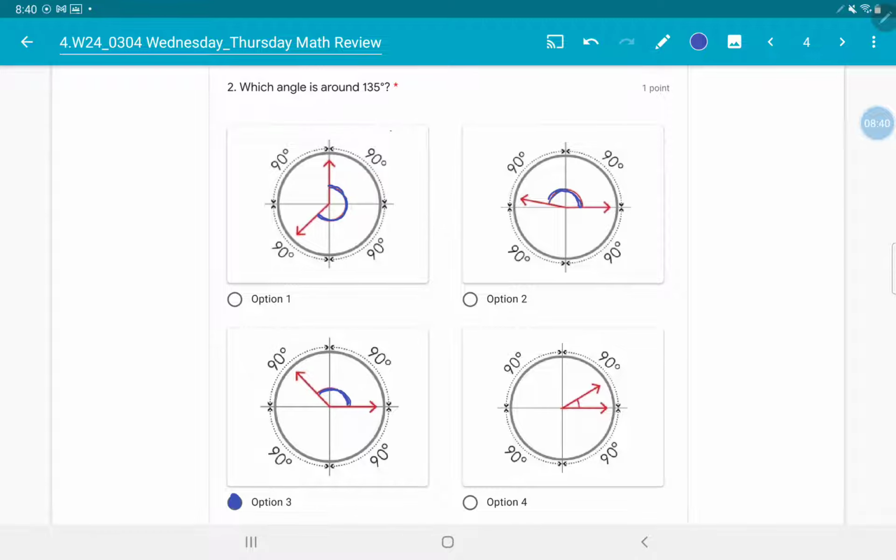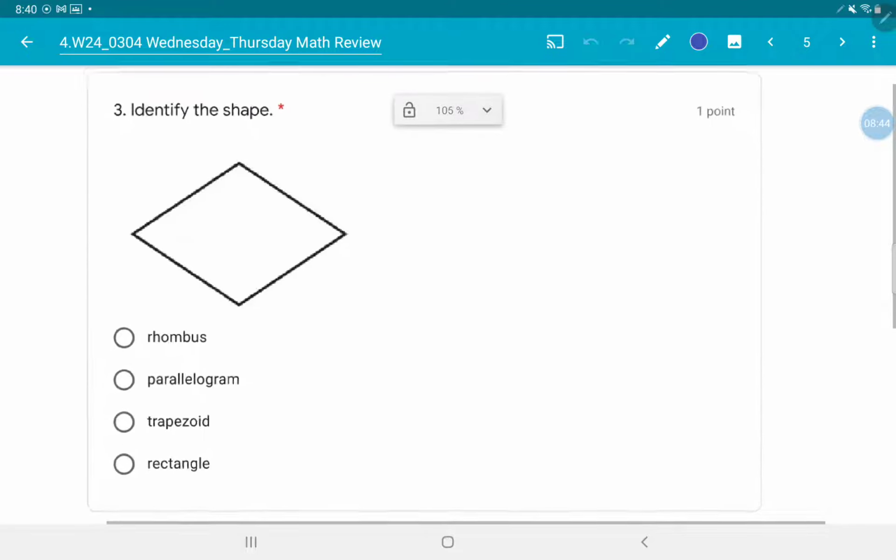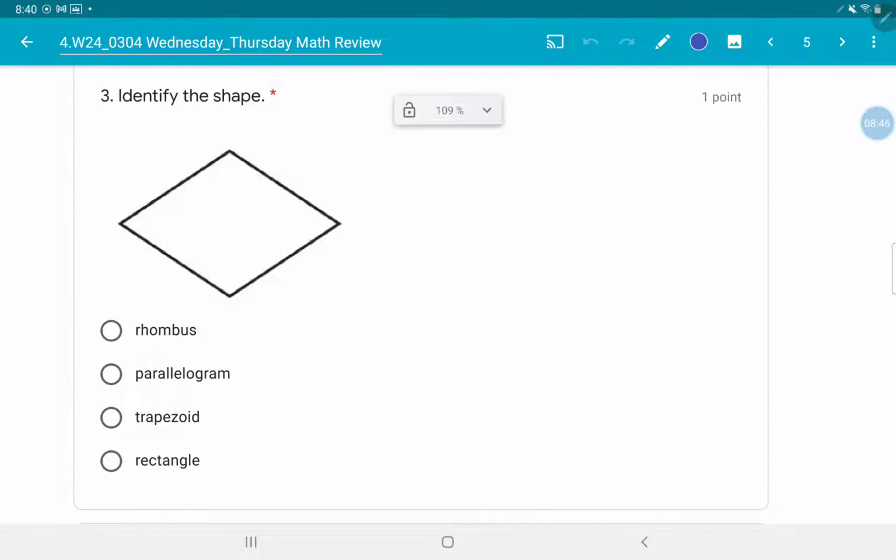All right, we have a shape next. It asks us to identify the shape. Is it a rhombus, a parallelogram, a trapezoid, or a rectangle, Christopher? Rhombus. It is a rhombus. You are correct.